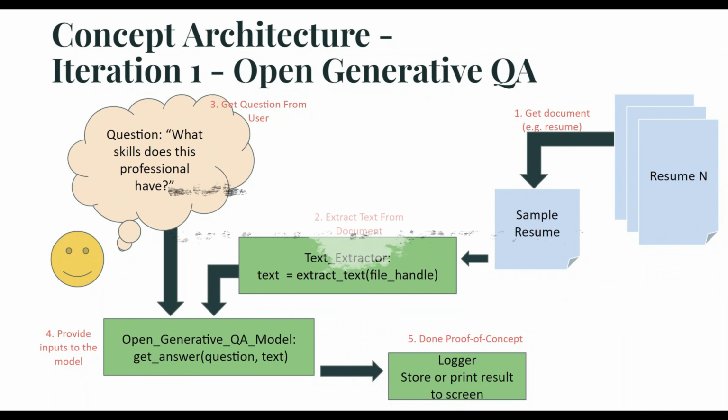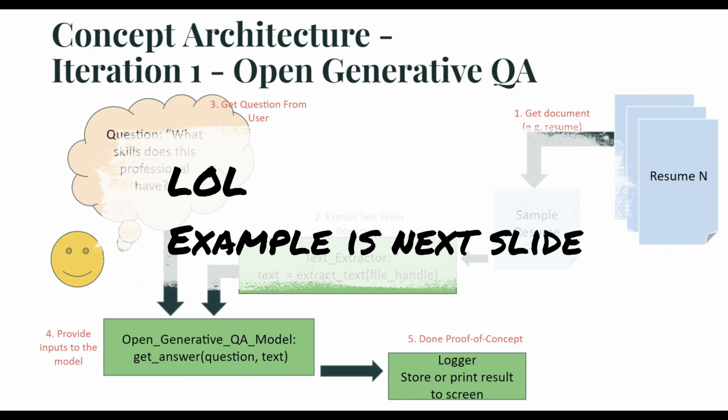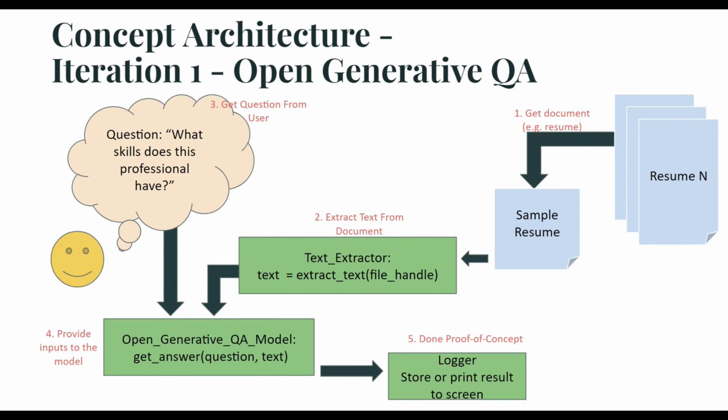Let's move on. This is the concept architecture that we're going to be working on. It's very similar to the last video where we did extractive QA, but you'll see differences in how the model performs. In particular, we're not going to get text that is exactly from the document, from the context. It's going to be different. So we'll work on that. Basically, we have a bunch of resumes. Step 1, we extract the text from the resumes. Then from there, step 3, we provide a question. And then we have the same interface here.